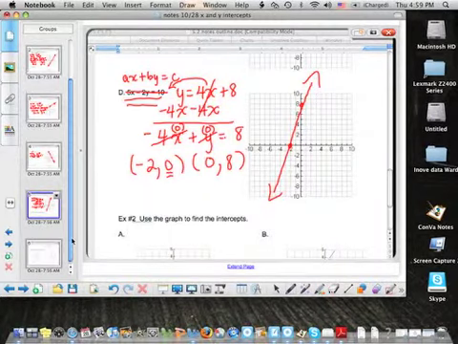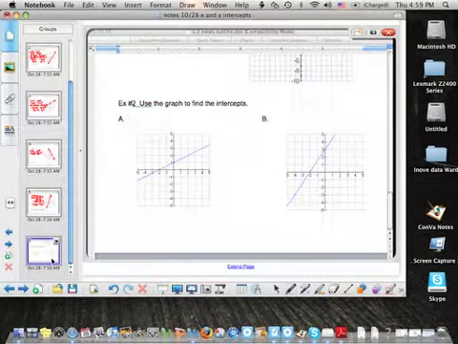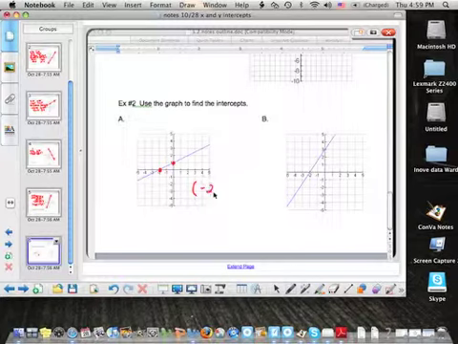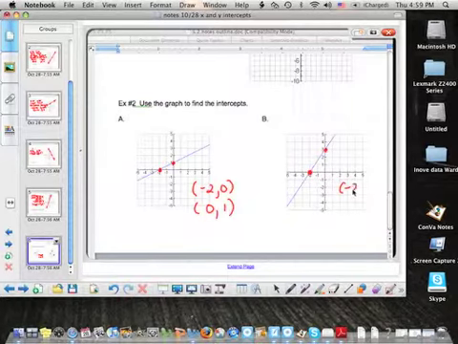And finally, sometimes we're going to be asked to tell what the intercepts are just based on the picture. I can look with my eyes and see an intercept there, and then I just list out their ordered pairs. Negative 2, 0 would be the x-intercept. 0, 1 would be the y-intercept. For this one, negative 2, 0 would be the x-intercept, and 0, 3 would be the y-intercept.